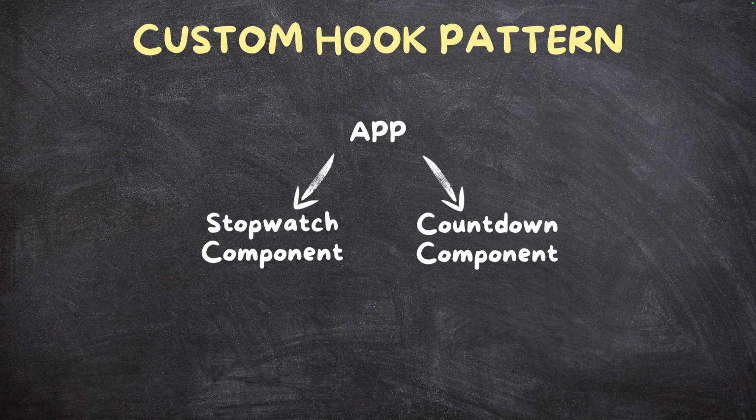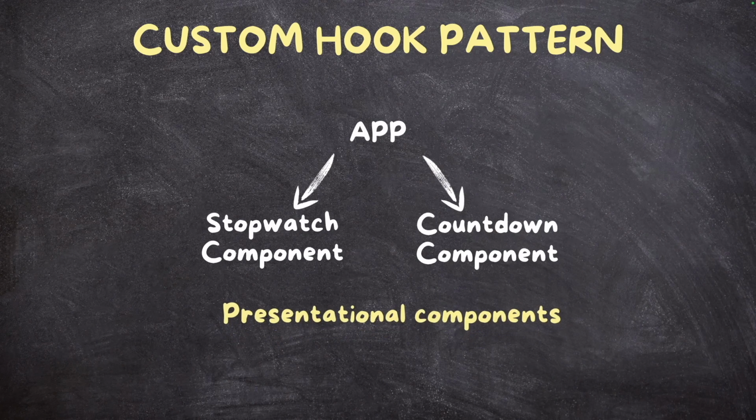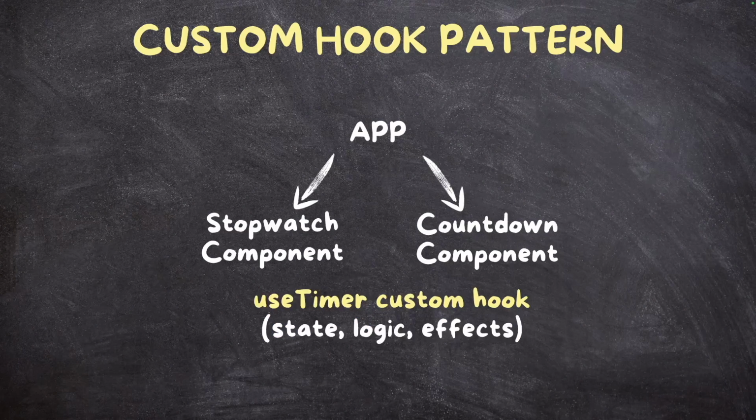So basically we are creating a stopwatch and a countdown component, and these two components are purely presentational components. Now the next question will come: where are we going to write all the business logic for building this stopwatch and the countdown component? That's where we are going to make use of a use timer custom hook, and this use timer custom hook will be responsible for handling the state, the logic and all the side effects. Now we are also going to implement this, but before that we will need to understand the pros and cons of using the custom hook pattern in our application.